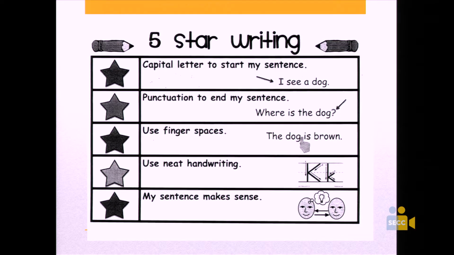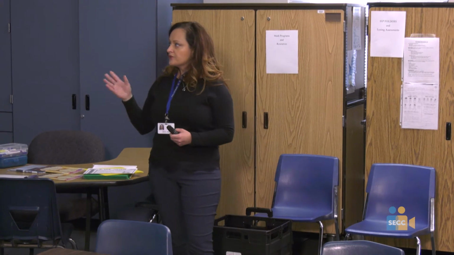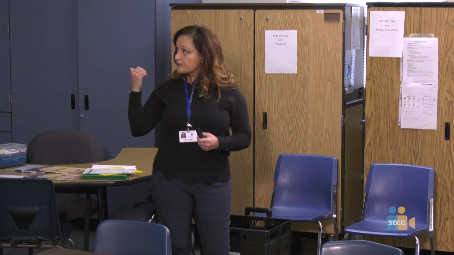The third one is using finger space, or some kind of space in between, okay? And that's one that takes time for children to develop. And I will show you a couple of strategies, or at least one strategy, to help your child if they need help with the finger spacing or the spacing in between the words. And we want to make sure that it's a little space, because a lot of times they want to make a big space.